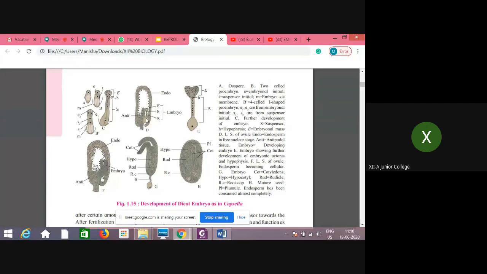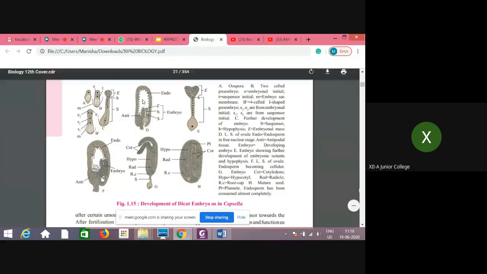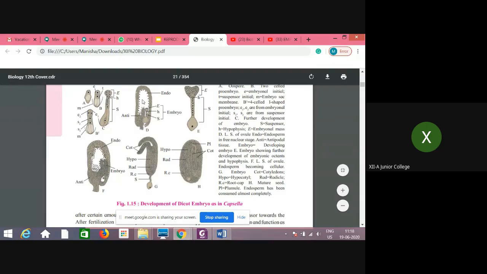As I explained, it pushes this embryo towards the endosperm. Why? Because here is the development of endosperm, as last time we discussed the different types also. Here is the endosperm. And what is the role of endosperm? It is the nutritive tissue.